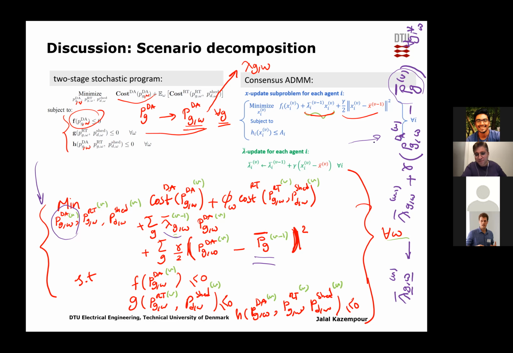Wow, very good. So Rafa says very good. Any question? So you see the scenario decomposition. Yeah, you can do it by Benders. I'm not against that, I love it. But with consensus ADMM, it's way easier.